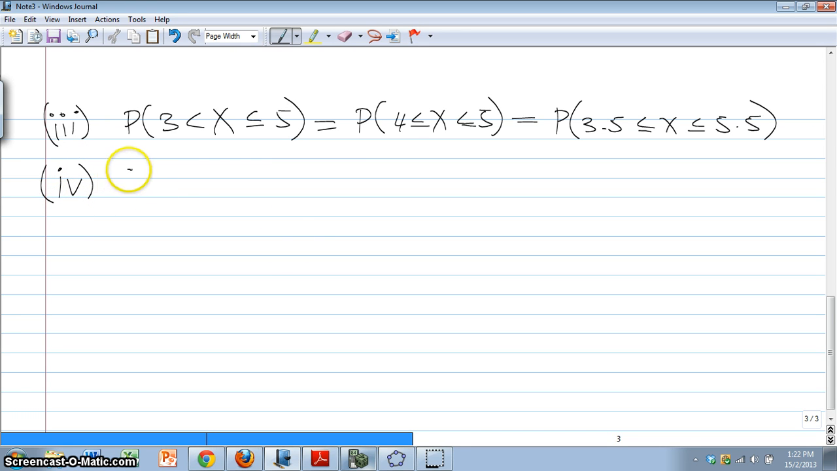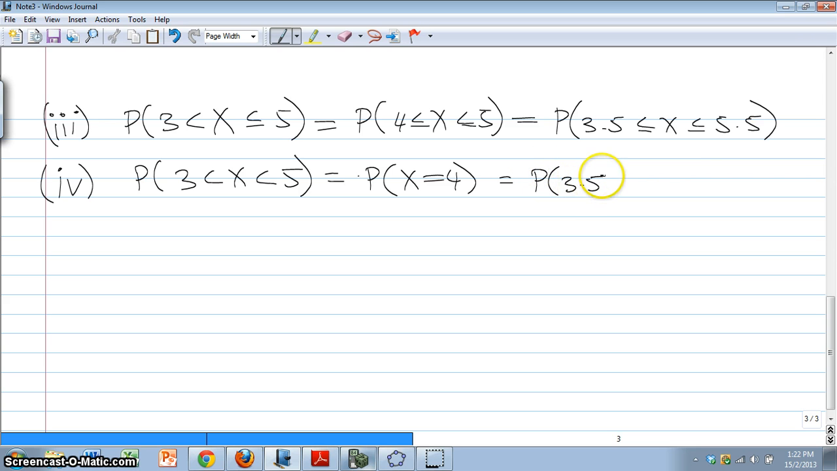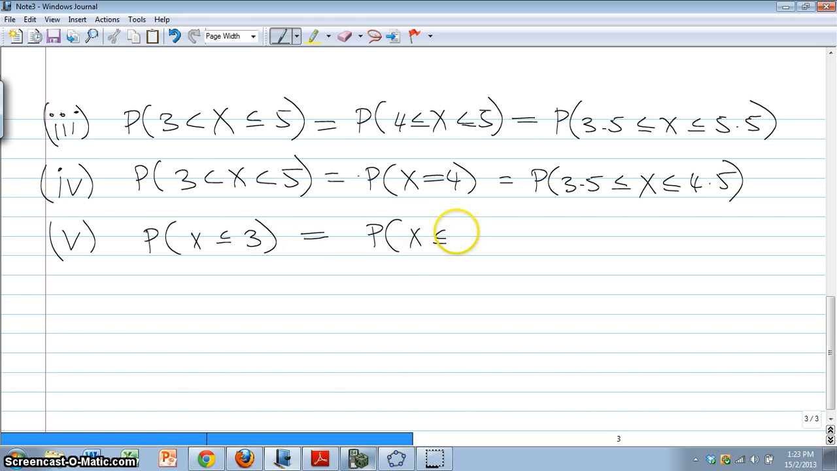Part 4, the probability that 3 is less than x less than 5. Well, if this is a discrete case, that's just the same as saying the probability that x equals 4. And again, we've already seen how to do that. That means we're between 3.5 and 4.5. Part 5, we're looking at the probability that x is less than or equal to 3. So this is just going to be the probability that x is less than or equal to 3.5 in the continuous case.